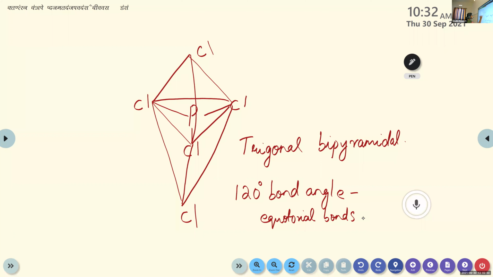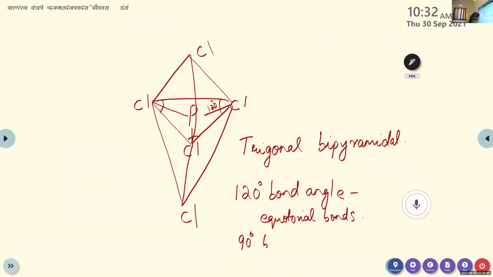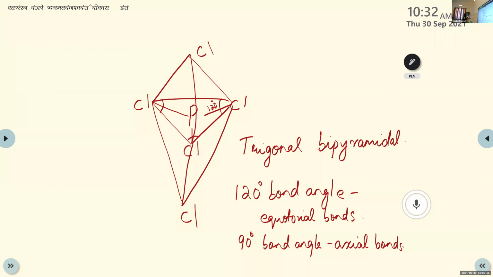Which are the equatorial bonds? These three. 1, 2, 3. Okay. These are 120-degree each. Clear? And the 90-degree bond angle for the axial bonds. Okay. Axial bonds. These two are the axial bonds.